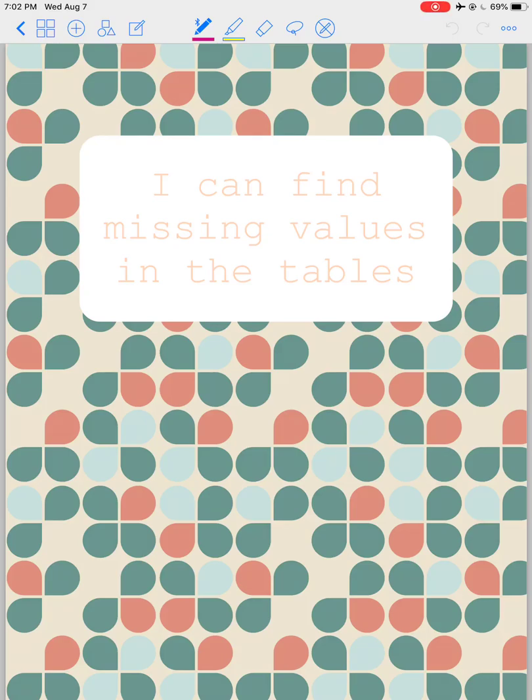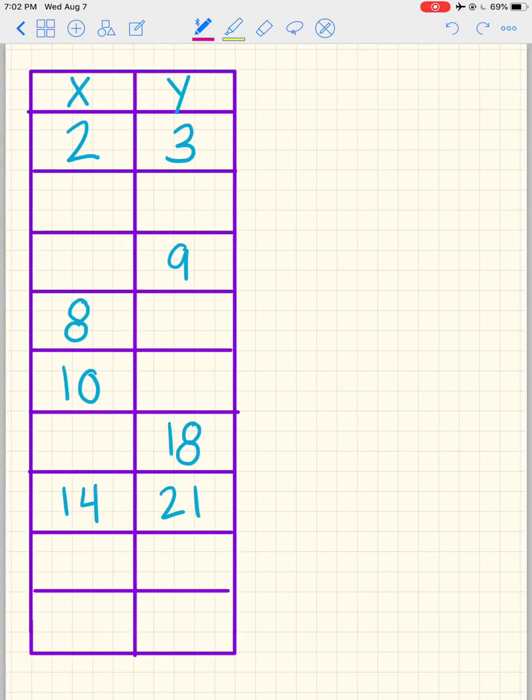So in this video, we're going to learn how to find the missing values in tables. If we look at this table, we see that there are some values that are already filled in. Our X values are over here on the left side. We've got some of them filled in, some of them missing. And our Y values are on the right side. Some of those are filled in, some of those are missing as well.